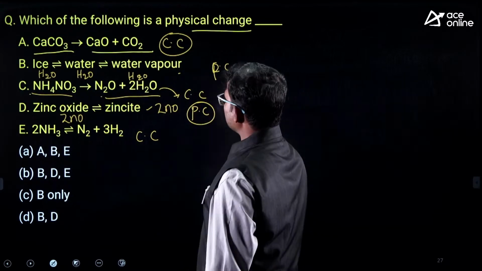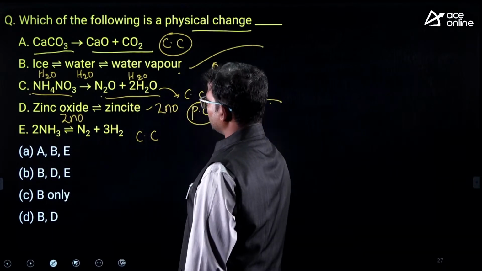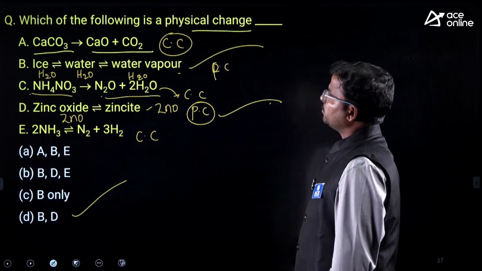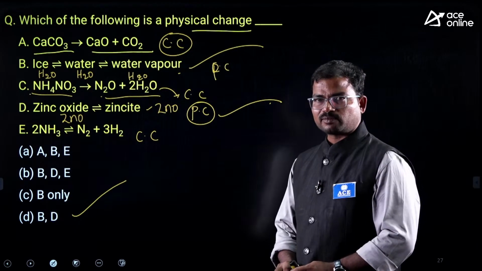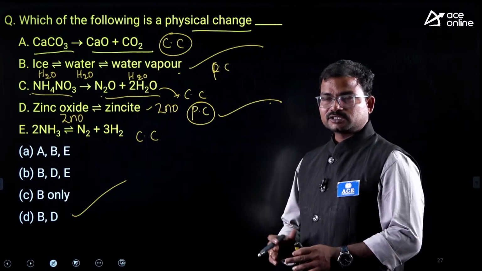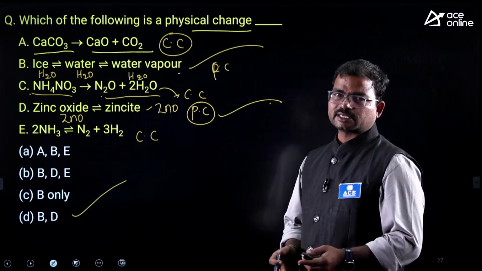So what is the correct answer here? B and D only. Option D is the correct answer here. Why? Because physical change means the chemical formula should be the same. The chemical formula is not varied. Suppose the formula is varied, then that is considered a chemical change.